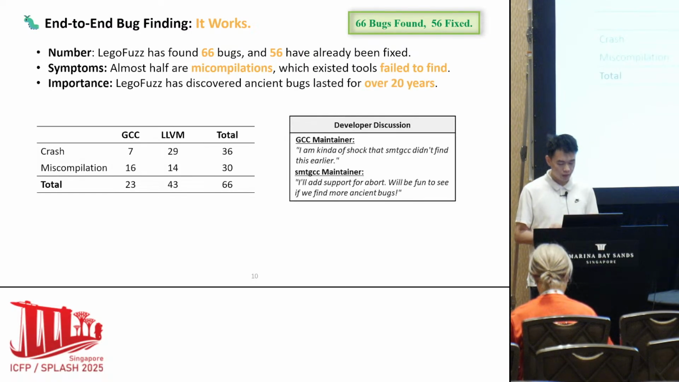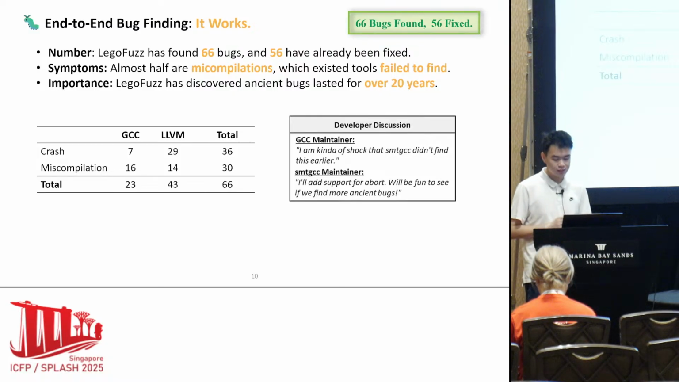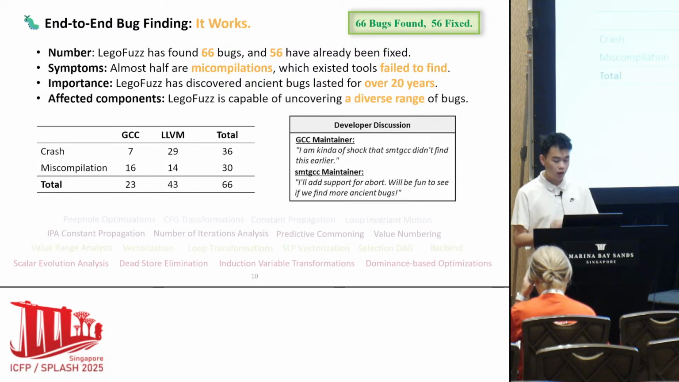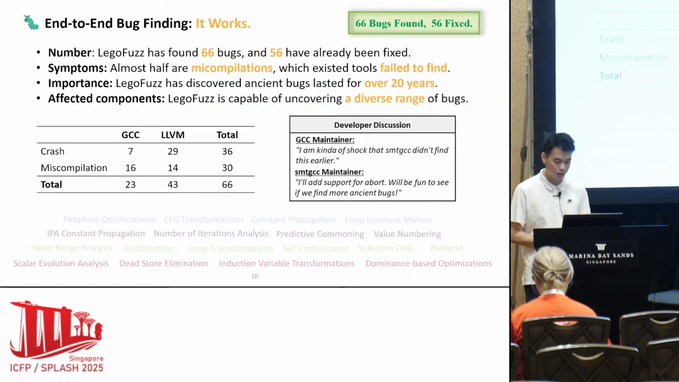Some of these bugs are quite important. One of them had existed for over 20 years, and its discovery even led to an update in the SMT GCC tool. You can see the maintainers' reaction on the right. They were surprised that the bug hadn't been caught earlier. Overall, LEGO Fast can uncover a wide range of issues, from crashes to deep optimization bugs, demonstrating that it's not just theoretical, it really works end-to-end.